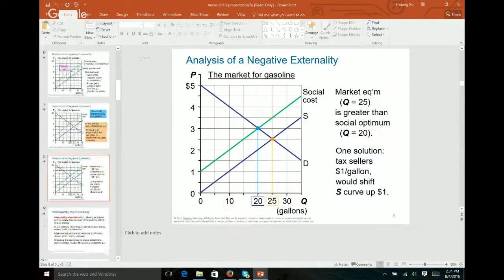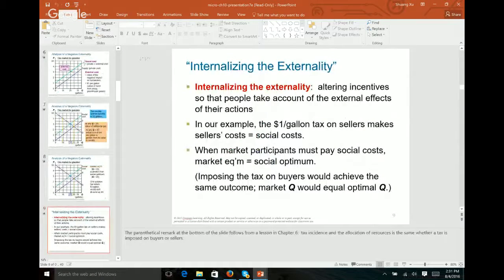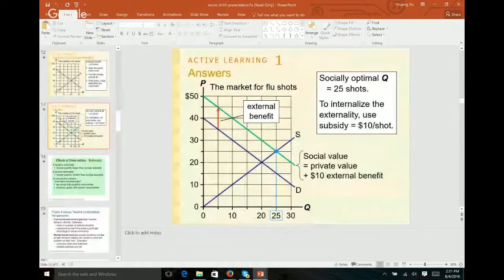Let me see what else is important for this chapter. Here, your green line is your social value, the social demand curve. The blue line is your private demand curve. Anytime your social demand curve is more than your private demand curve, this would be a positive externality. That means you're creating actual benefit for the economy. So anything to do with education, public works, museums or highways would be a positive externality.